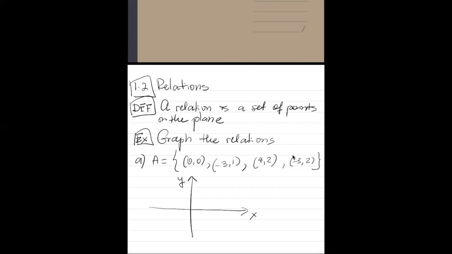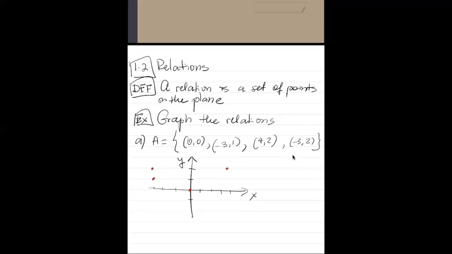So I'll use red. Here's the first one, (0, 0), and (-3, 1) is approximately right here. And then (4, 2), 1, 2, 3, 4 would be here. And the last point, (-3, 2), would be here. So there is no obvious connection between them, but they do form a relation.